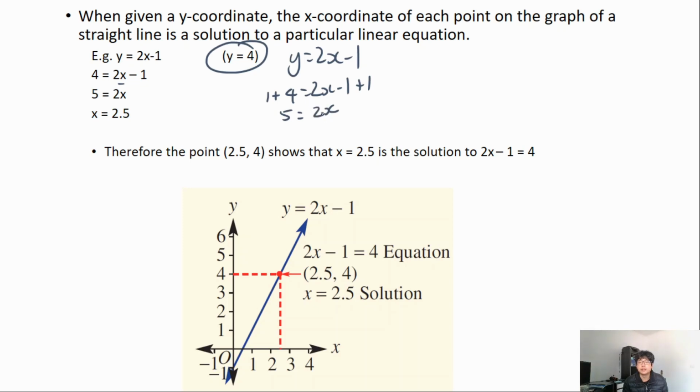And now we need to get rid of the 2, so I'm going to divide by 2, and that gives me x equals 2.5. So in this case, x is the solution when we have the y for the rule. Therefore the point (2.5, 4) shows that x equals 2.5 is the solution to 2x minus 1 equals 4. So that's the same as this over here.